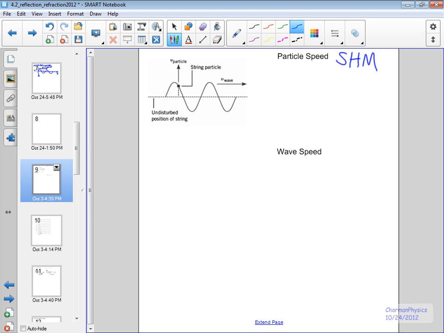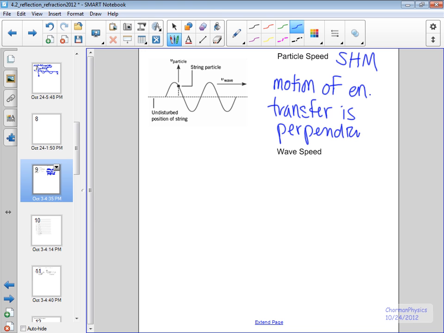So looking at our little particle here, the motion of the particle is simple harmonic motion. Any particle on a string as it's moving up and down will exhibit simple harmonic motion as a wave moves through that string. The motion of energy transfer here is perpendicular to the particle's motion. In other words, perpendicular to the speed of the wave.